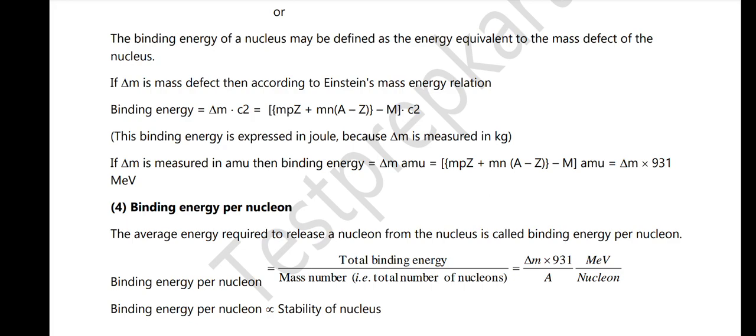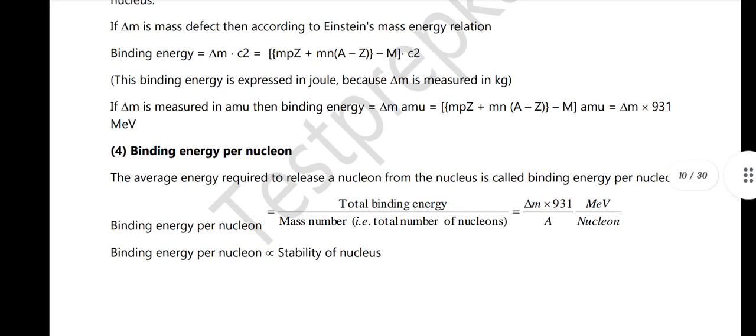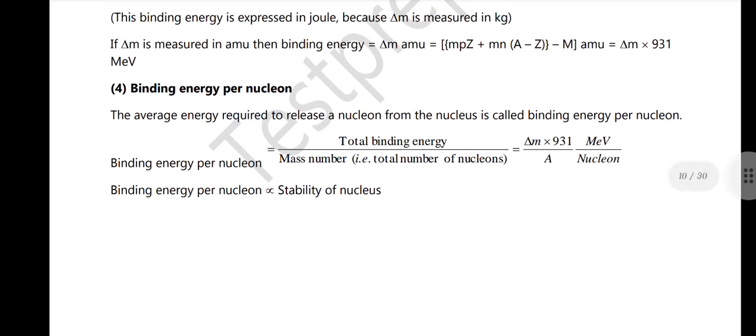This formula we will use. So I think you understand that the energy required for binding proton and neutron is called the binding energy, or the opposite also we can say. In simple words, I am explaining what binding energy is.